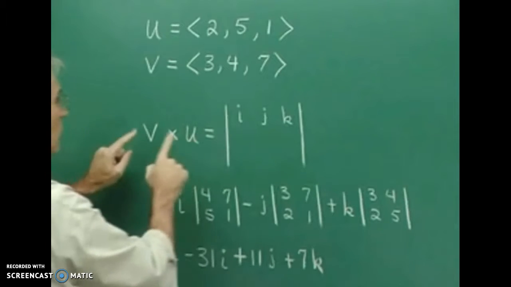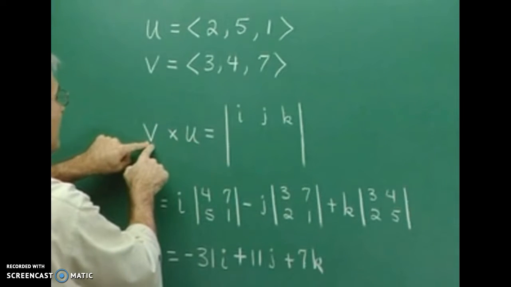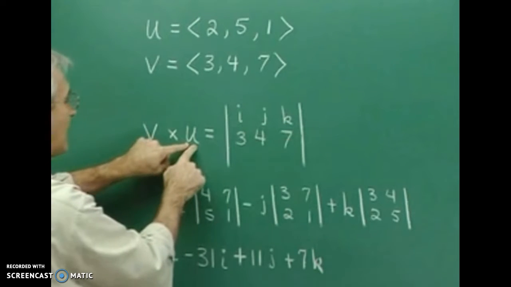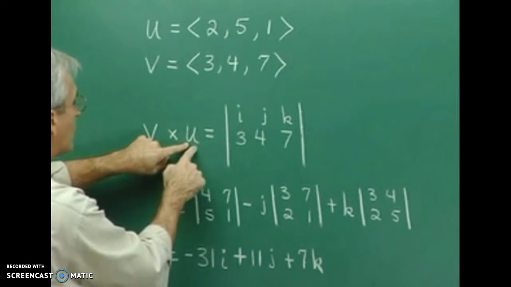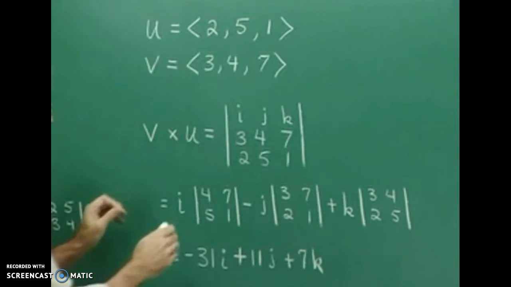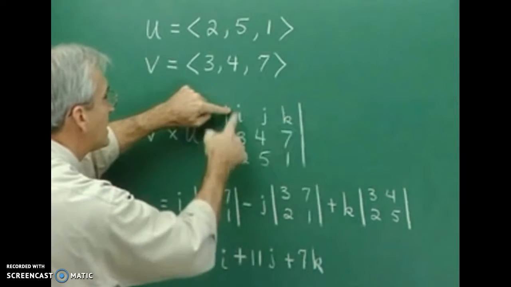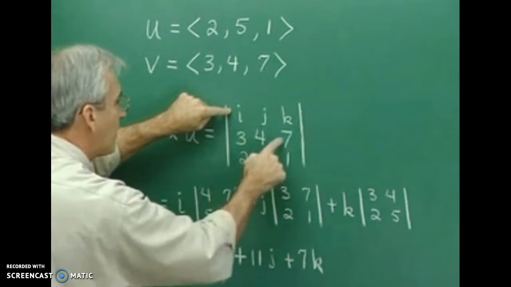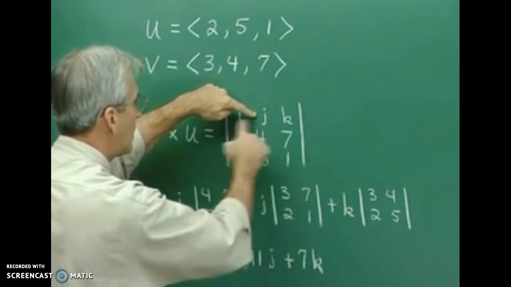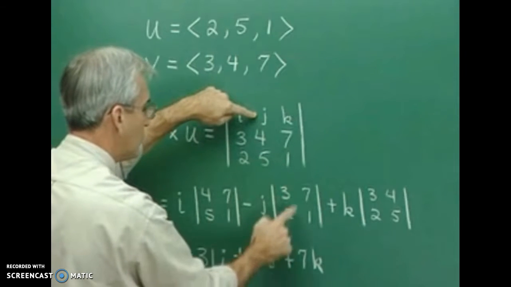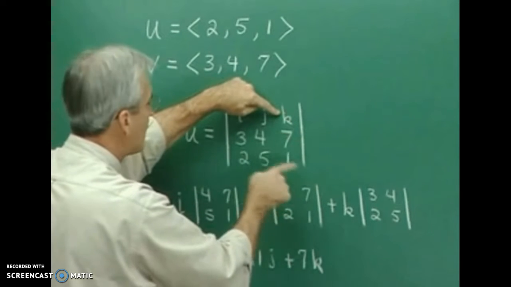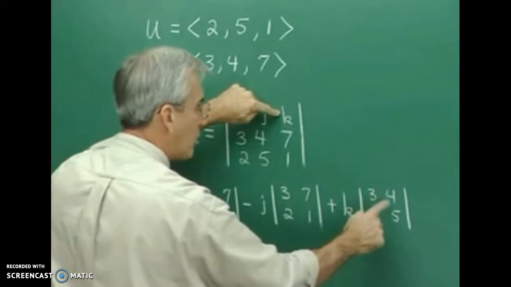And now the next row are the entries for the v vector. The v vector is 3, 4, 7. And then the next row would be the entries for the u vector, and that's the 2, 5, 1. All right, then once again, across the top, it's i times, take out column and row, 4, 5, 7, 1. And then minus j times, take out column and row, 3, 2, 7, 1. And then plus k times, take out row and column, and we have 3, 2, 4, 5.